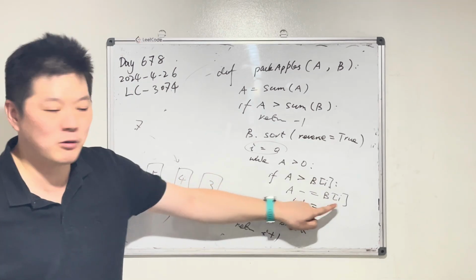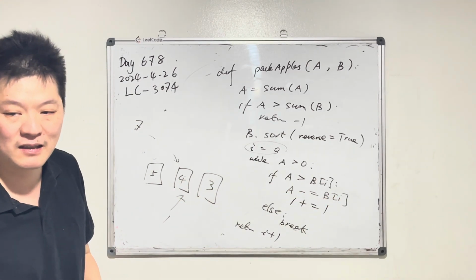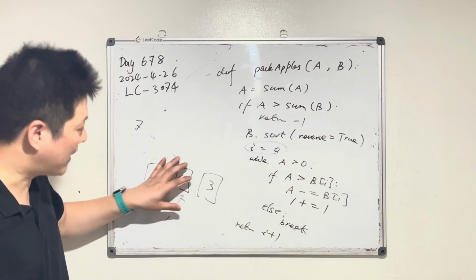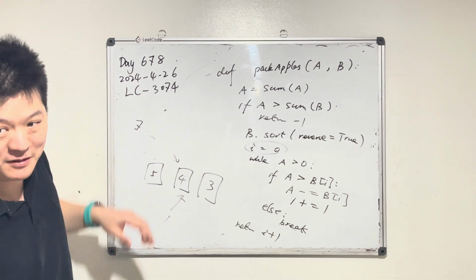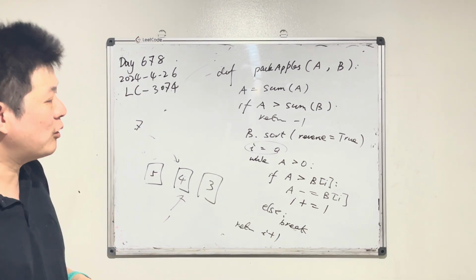Can you explain to me what's A minus equals B[i]? Take away the largest number. Take away the current box from the apples, yes? Yeah. Okay, good. Okay, what's the time complexity?